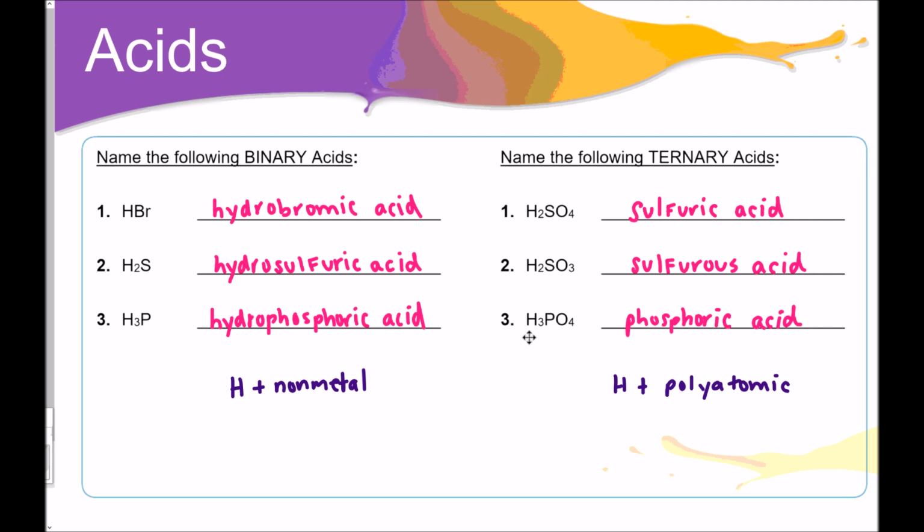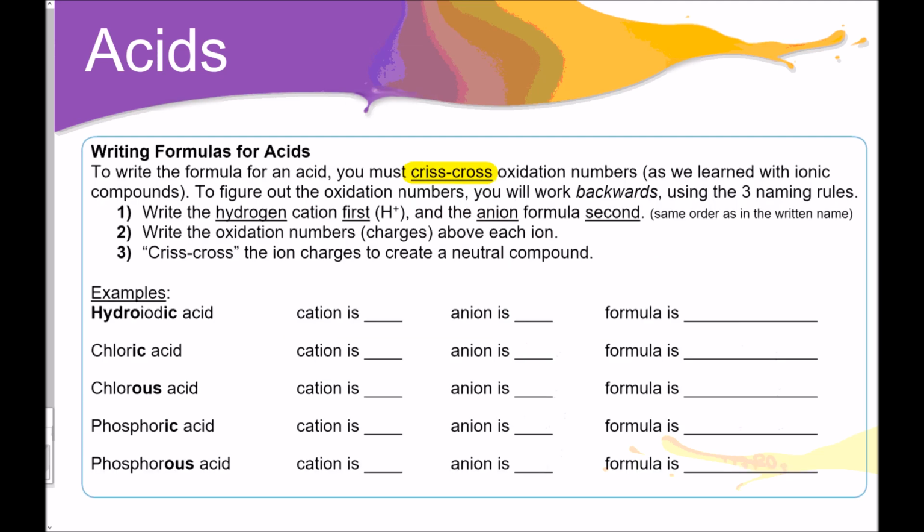Let's move on. Okay, here's the easy part. So writing the formulas is easier than naming them because for acids, all you've got to do, just like ionic compounds and just like bases, is to crisscross the oxidation numbers. Reduce if necessary. Same old, same old. What's nice about your acids here is that your cation is always going to be hydrogen. No surprise. We've always got hydrogen. So let me do a couple examples.